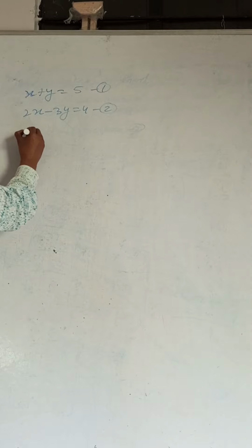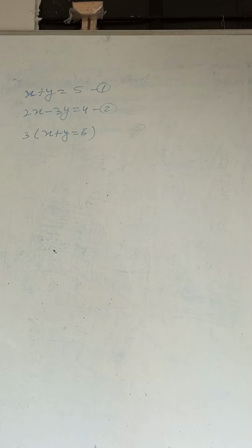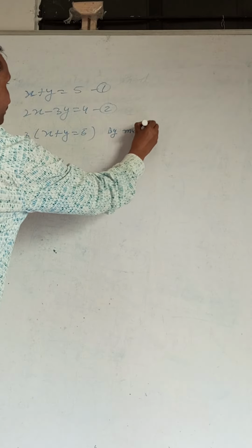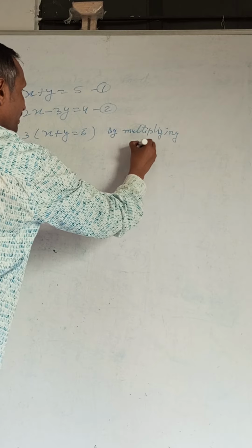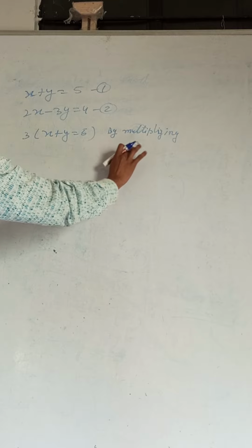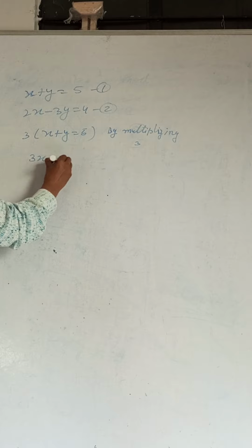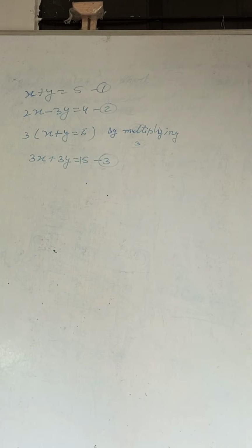So we are writing 3 into x plus y is equal to 5. You have to multiply the total equation, not only the x or y or the constant value. Total equation. By multiplying by 3, what did we get? 3 into x, 3x, plus 3 into y, 3y, is equal to 3 into 5, 15. You can give it equation number 3. Now you have equation number 2 and equation number 3.